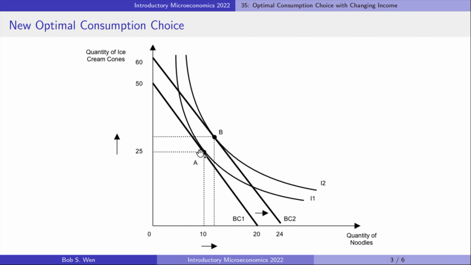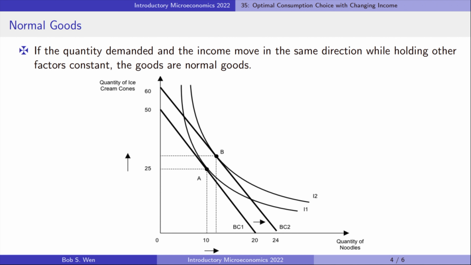The initial optimal consumption choice is no longer optimal because we can reach a higher indifference curve at point B with the new budget constraint. At the new optimal consumption choice B, the new indifference curve and the new budget line are tangent to each other. The graph shows that the quantity of both noodles and ice cream cones increase. The quantity demanded and the income move in the same direction, holding other factors constant. Such goods are called normal goods.